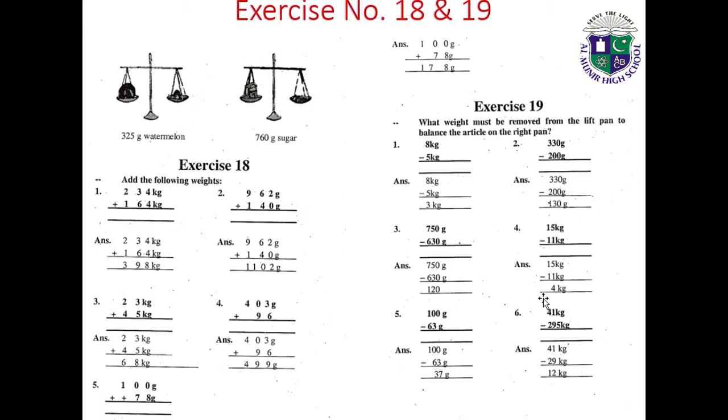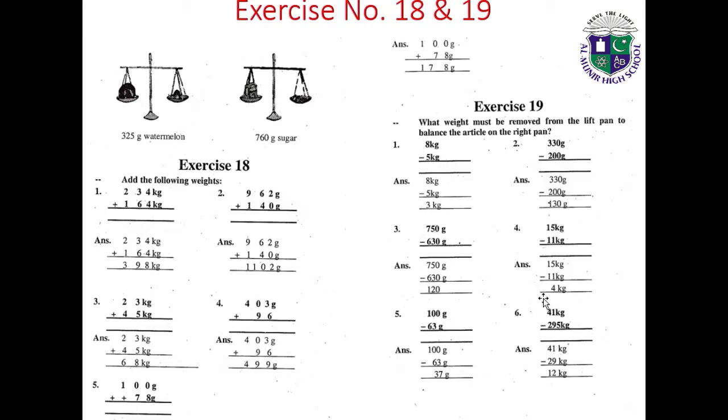answer. Next, exercise 19. What weight must we remove from the left pan to balance the article on the right pan? The value on the left: 8 kilogram less 5 kilogram. When we subtract 5 from 8, we get the answer 3.